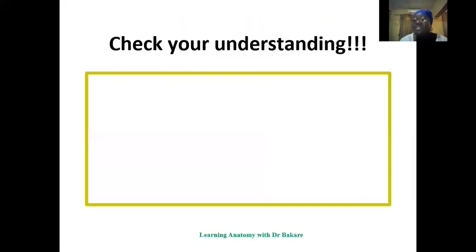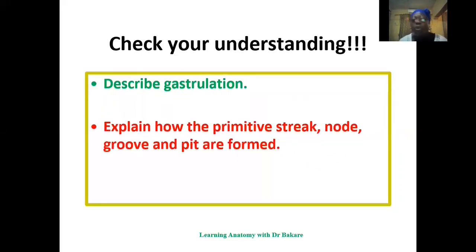So let's check our understanding of this lecture through the following questions. Let's describe the process of gastrulation. How does it occur? Also explain how the primitive streak, the primitive node, the groove, and pit are formed. Then the final question is, how is the notochord formed?